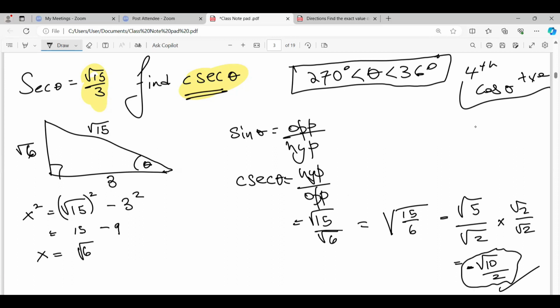So our sign is very relative to where we are, what degrees we are between. All right. So that is how we find the exact value of trig functions.